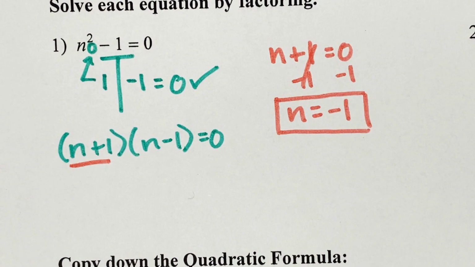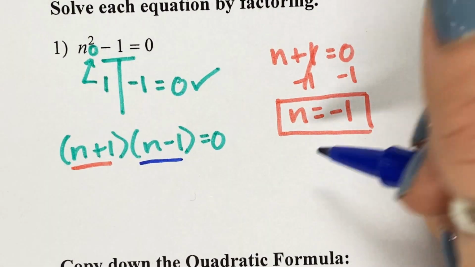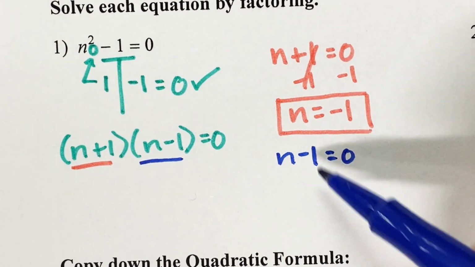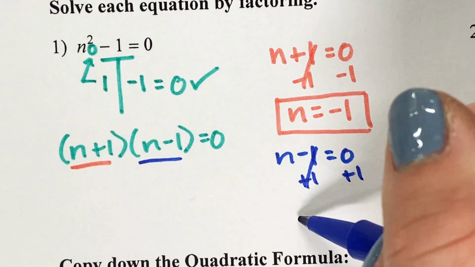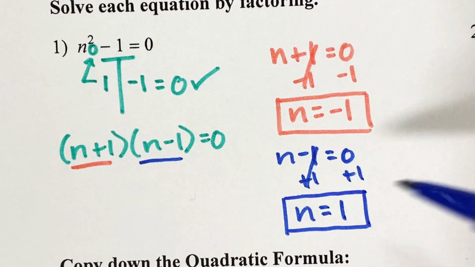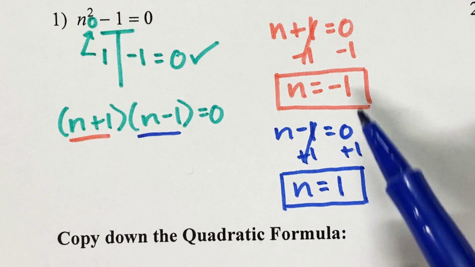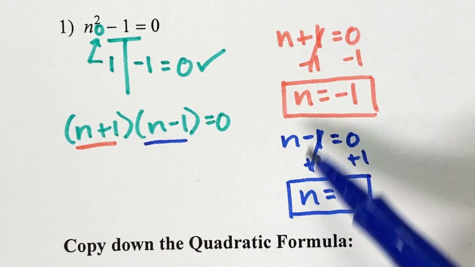Beautiful. Okay, now I can take my second piece, which is n minus 1, set that equal to 0 and solve. What is the opposite of -1? Going to add 1. So my second answer is n equals +1. And there we go. Okay, in quadratic equations, you're always going to get two answers. Okay, that is because of the squared right there. You're always going to get two answers.